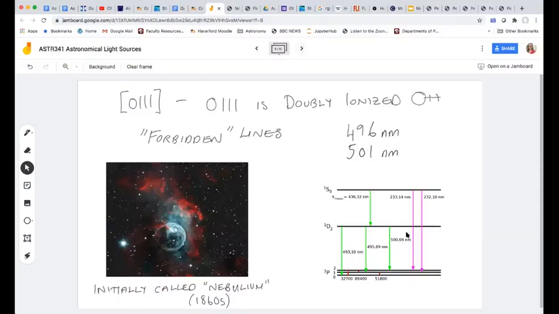I put an energy diagram here that I got from Wikipedia. And I have to admit, I don't know what all the labels mean, so that was confusing me, and I was going to look it up, and I didn't get around to it. Anyway, I'm illustrating that you don't need to know all the details, but it's an emission line that's created by ionized oxygen.